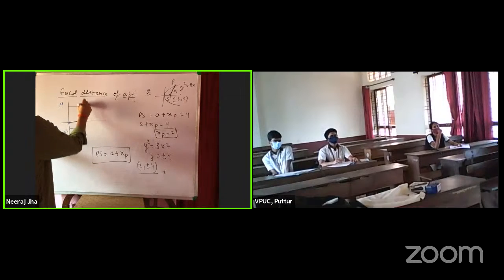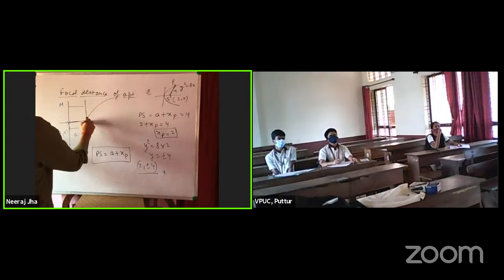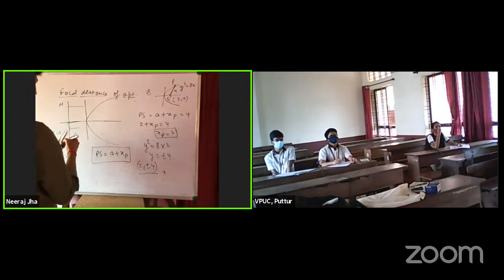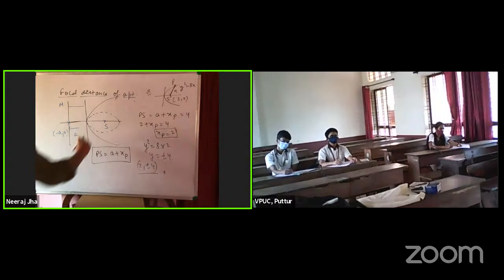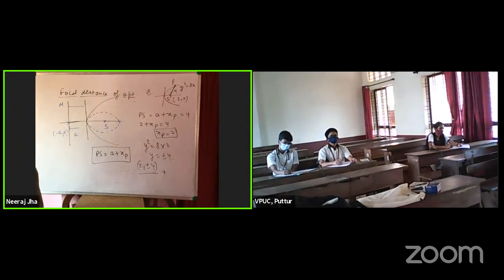Look, that circle is going to be like this. If the circle wants to touch the parabola, it should be like this. It can touch at this particular point. If it is touching anywhere else, it will surely intersect the parabola.